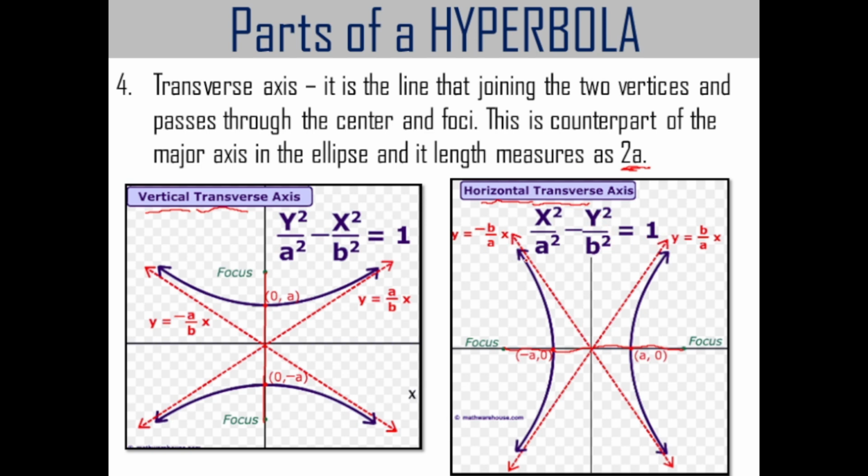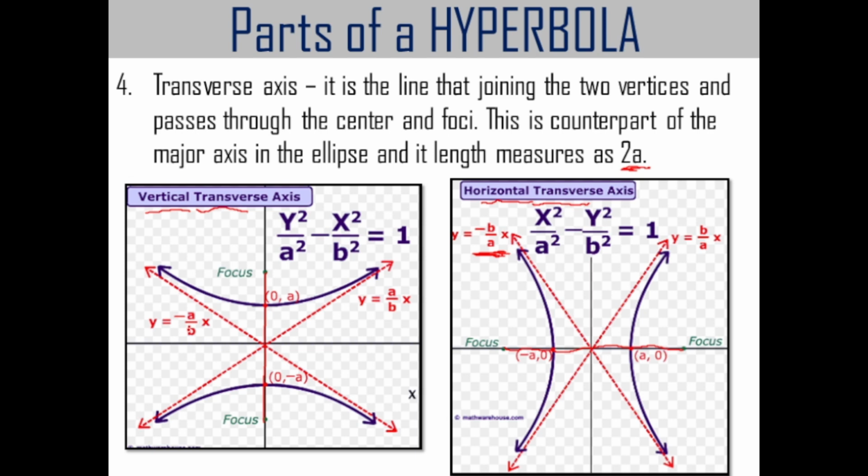So, yung ating broken line po dito, ito po yung kanyang asymptote. Negative b over ax, and then the other one is b over ax. Ang positive, isang negative. Same po dito tayo dito sa ating vertical transverse axis. Yung asymptote po natin ay negative a over bx, and the other one, a over bx. Isang positive, isang negative.